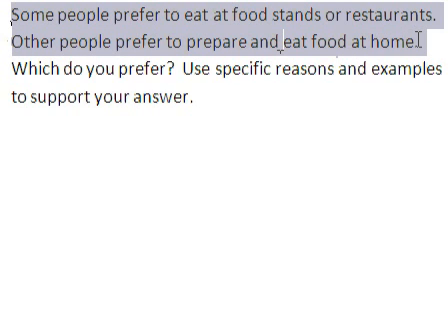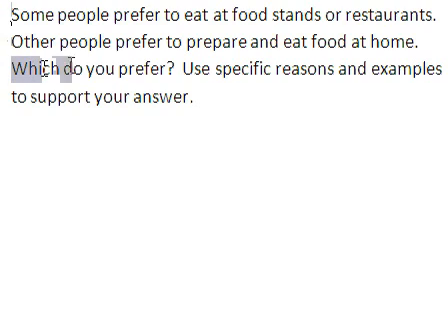When we first look at this question, we see at the beginning two points of view. Firstly, it says some people prefer to eat at food stands or restaurants, and then the second point of view is other people prefer to prepare and eat food at home. And I know that when we see this initially, maybe our reaction is, oh, we need to write a discussion essay about this because this is presenting two points of view. But it's not actually the content portion of the question that's important in deciding your essay style, it's the question itself. And if we look at the question itself, it says, which do you prefer?